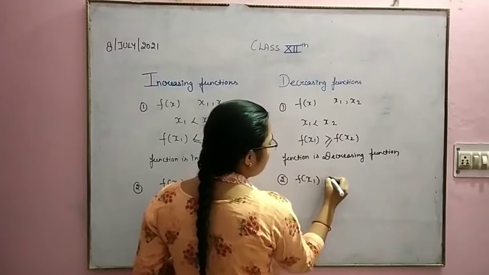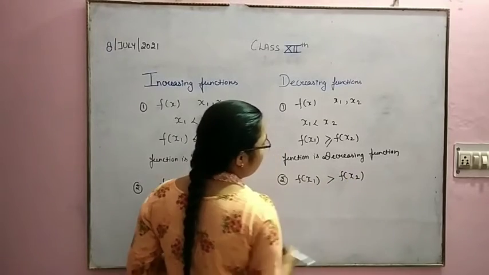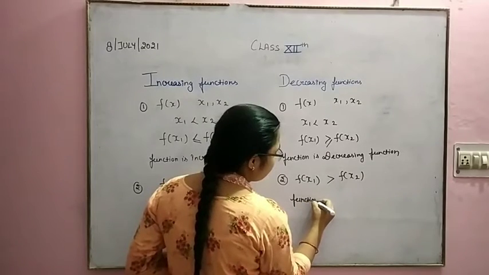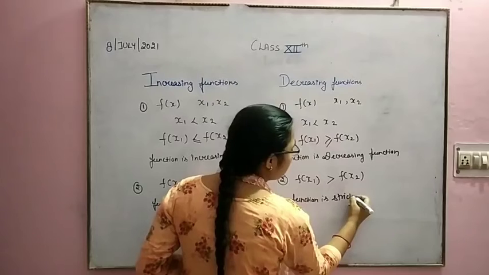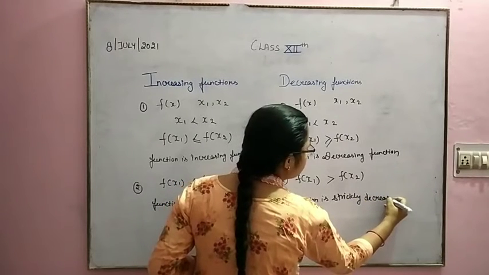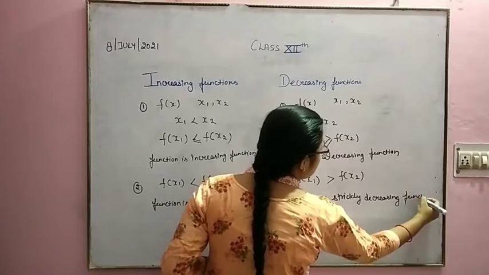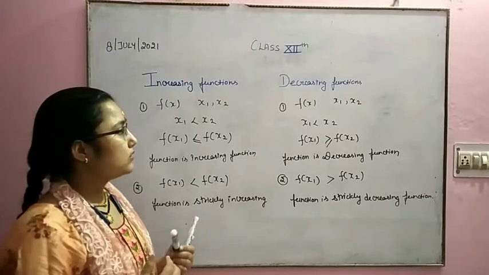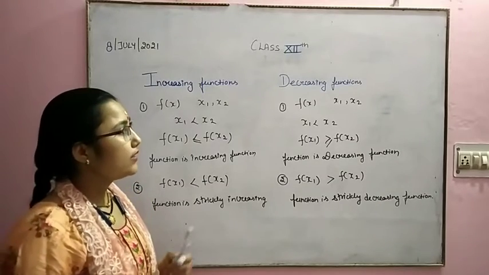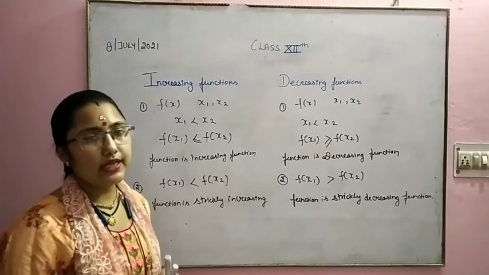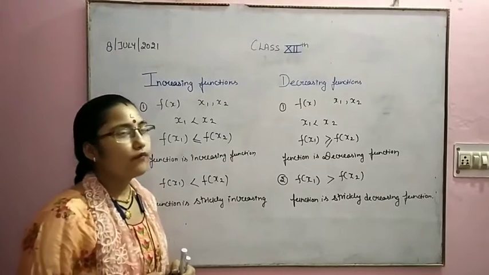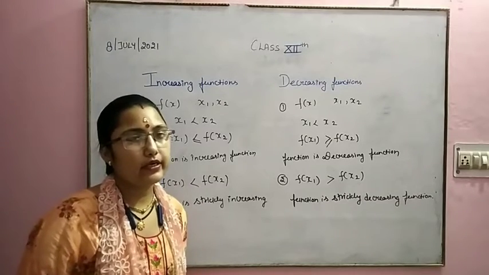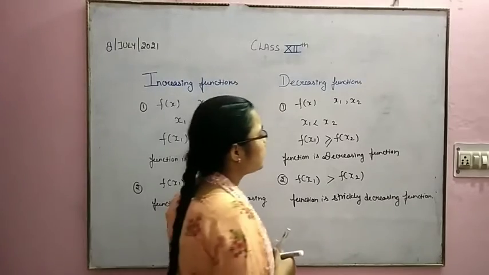If I am writing f(x1) is greater than f(x2), that means the function is a strictly decreasing function. Okay. And now we have the condition for how to check increasing and decreasing functions. To check, first we have to find the derivative of the function and then check whether the derivative is positive or negative on the given limit. Correct?